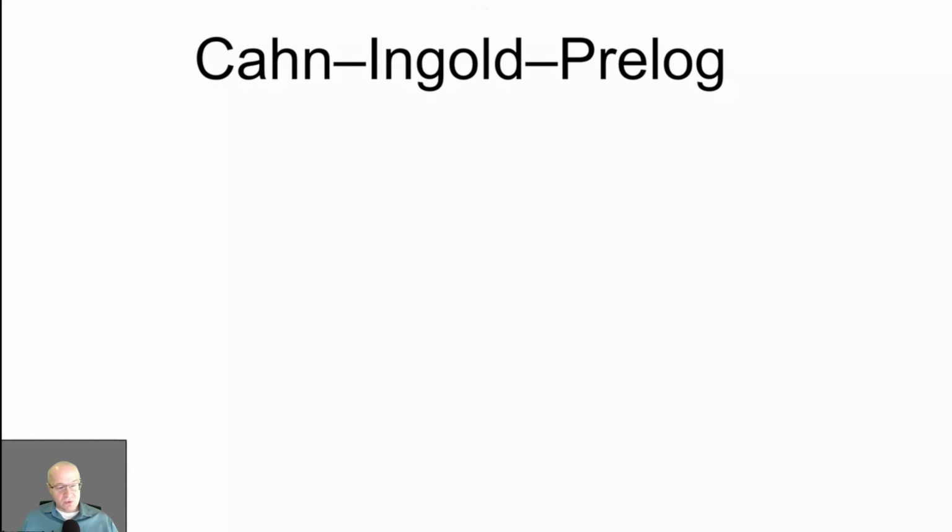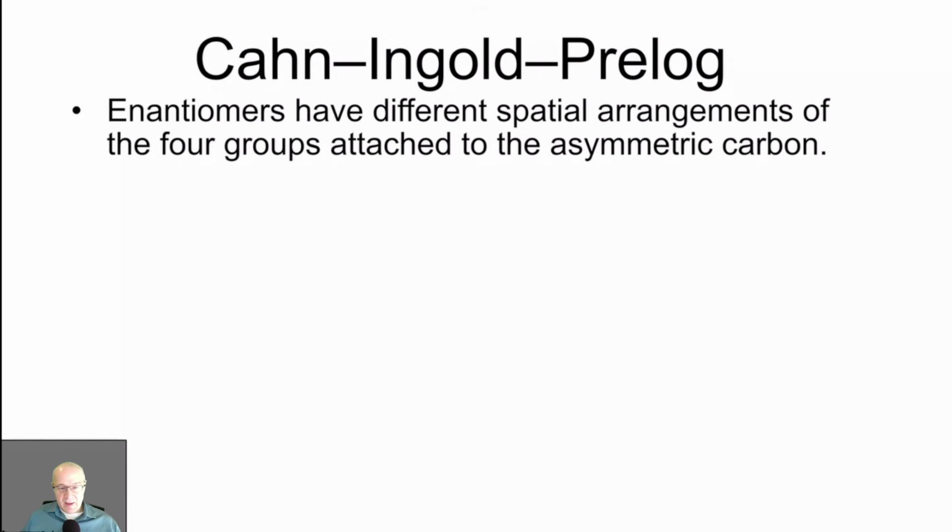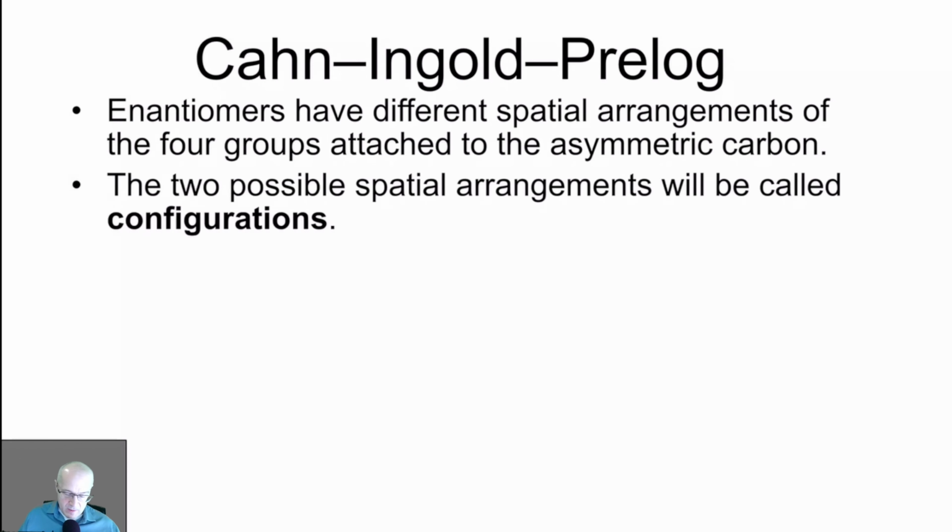Of course, there's rules. Cahn, Ingold, Prelog have a ton of rules. Enantiomers have different spatial arrangements, so they're different in three-dimensional space. We've already seen that. You can take your hand and try to overlap it onto the other one. You can't, because they're different in three-dimensional space. There are two possible spatial arrangements for enantiomers, and that's why there's only two of them. So you have a pair. They always come in pairs. And those will be called configurations.